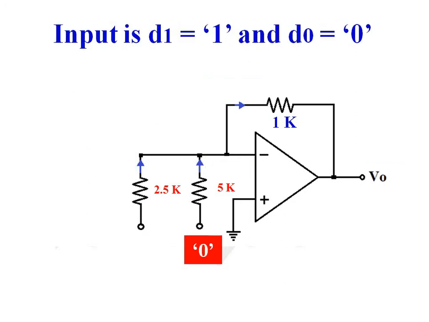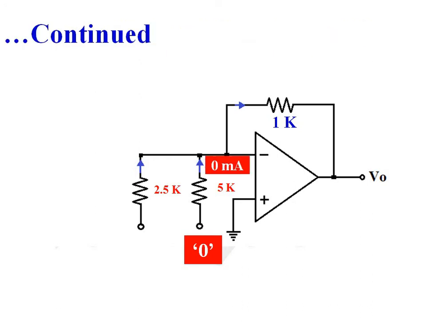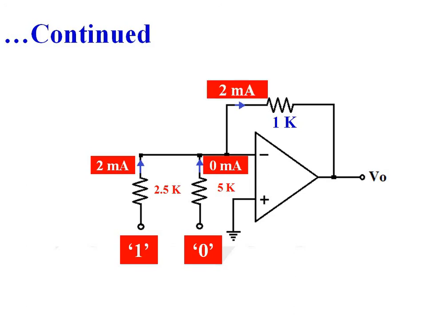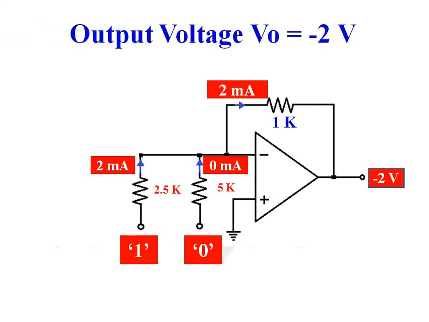When the input combination is 1, 0, D0 is equal to 0. So current flow through 5 kilo ohm resistance is equal to 0 milliampere. D1 is equal to 1. So current flow through 2.5 kilo ohm resistance is equal to 2 milliampere. So total current flow through feedback resistance is equal to 2 milliampere. So voltage drop across 1 kilo ohm resistance is equal to 2 volt. So output voltage is equal to minus IF into RF. So output voltage V0 is equal to minus 2 volt.